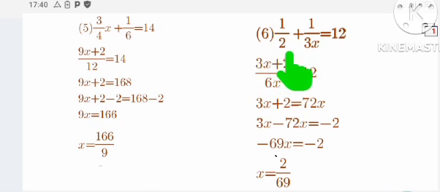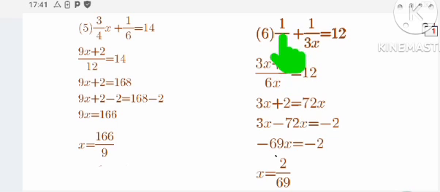Let's go to number 6. Here we have 1 over 2 plus 1 over 3x is equal to 12. Now, unlike all the earlier examples we've been handling, you can see that the dependent variable x is at the denominator here. It's not at the numerator, just like all other equations that we've handled in this lesson, but the process for solving it is the same.